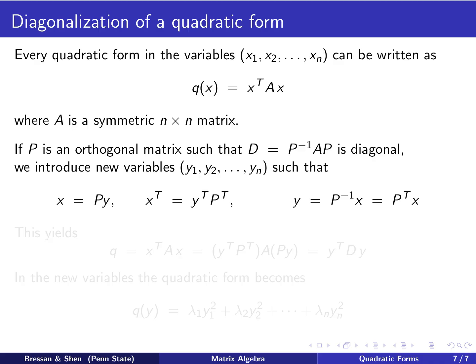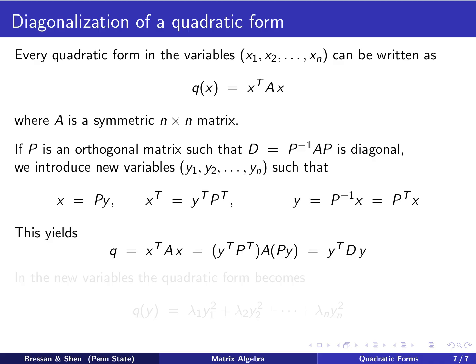Okay, so with all that, now we can introduce a new variable, a vector. Let's call it y, which is just a collection of y1, y2 to yn. And it's introduced in the following way: x is P times y, meaning y is P inverse times x. And then x transpose would be y transpose times P transpose. And y would be P inverse times x, and P inverse is just P transpose times x.